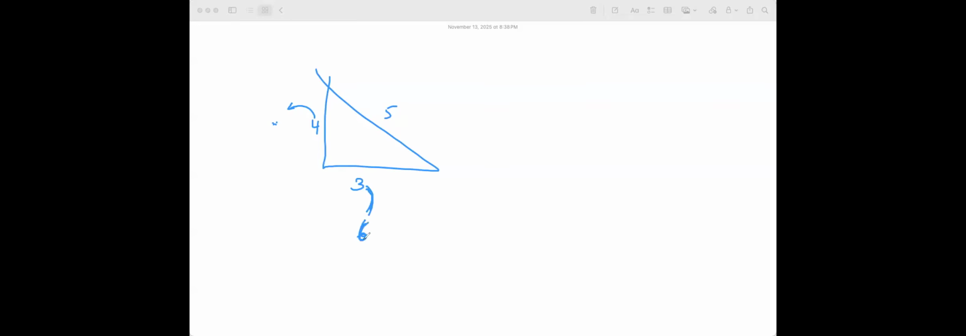8. If this side is 6, this side is 8, this side is what? 10. Good. If this side is 15, what is this side? 9, and then the other side is 12. Yep. Make sense? Can I go ahead? Yeah. Okay. So the sides of the right triangle can be multiples of that.